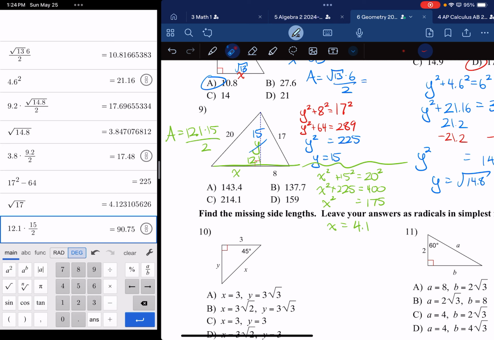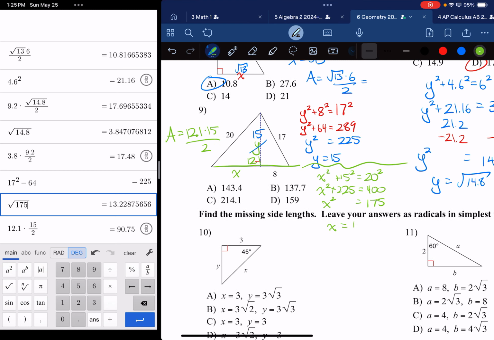Oh, wait a second. When I took the square root of 175, the answer should have been over 10, and I got 4. Oh, I didn't type it on the calculator. I typed in 17 without the 5. There we go, 13.2. Okay, let me come down here and change you to a 13.2. That was really silly. 13.2. So if that's a 13.2, that makes much more sense.